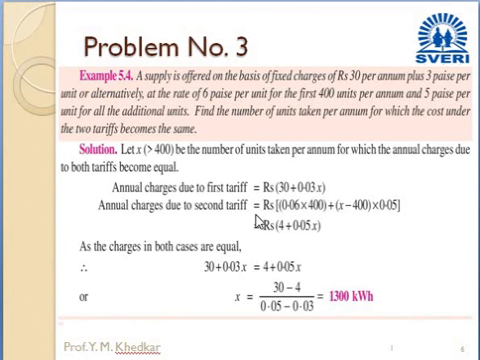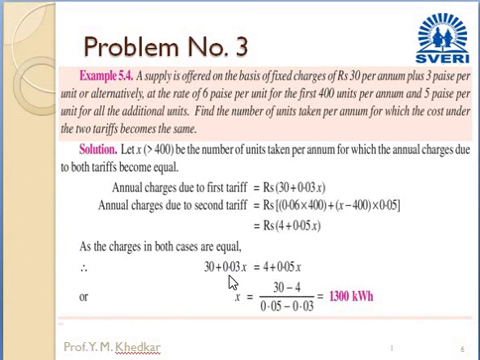Annual charges due to the second tariff will be rupees 0.06 into 400, means for the first 400 units the charges will be 0.06 rupees, and the remaining units will obviously be X minus 400, multiplied by 0.05, which means 0.05 rupees, or 5 paise. So annual charges due to the second tariff will be rupees 4 plus 0.05 multiplied by X.